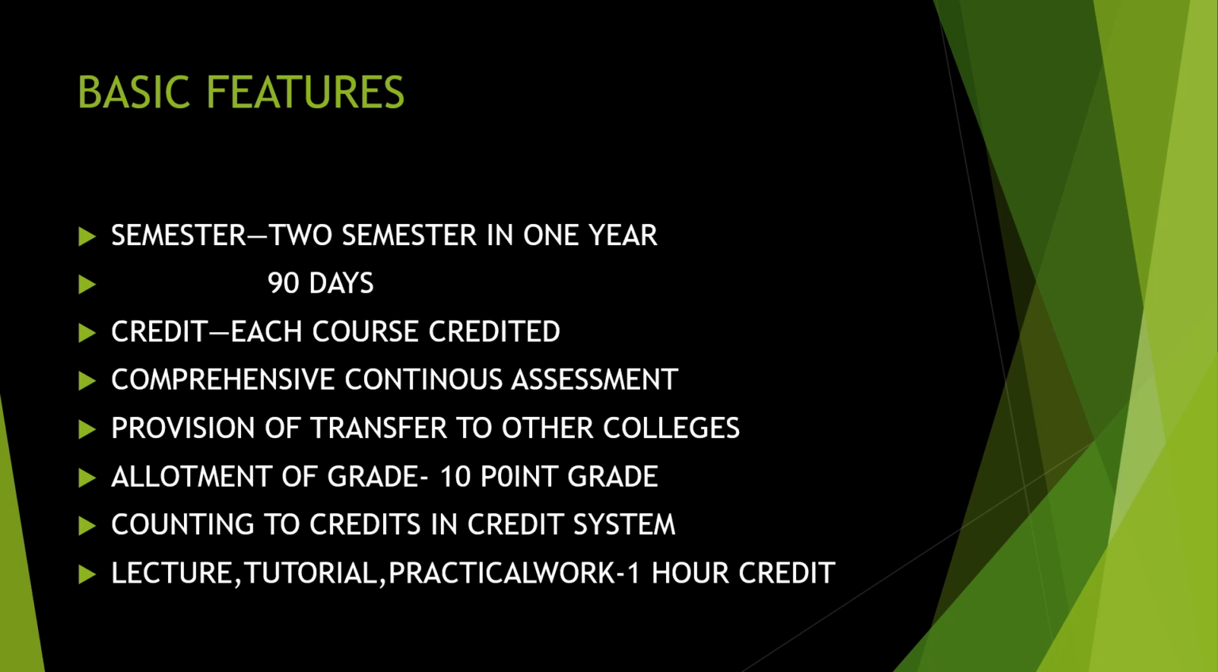Next we can see the comprehensive continuous assessment. This is a system that we can see up to the plus 2 level; it already existed. Only now can we see it in the choice based credit system. Continuous means it does not stop in the first year or second year. It is in the first year, second year and third year, and for all 3 years they are continuously assessing a student. That is what we call comprehensive continuous assessment. It is not stopping anywhere.